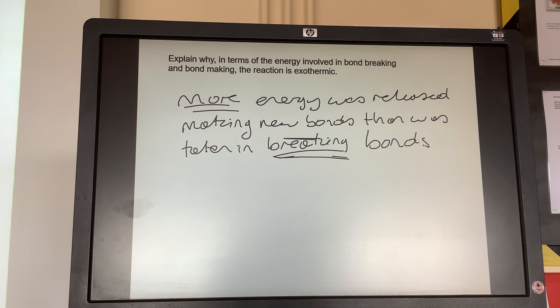This sentence gets mixed up so often. The mores and the less, the breaking, the making, the released, the taking in. It's so easy to get confused. On this example, if it's exothermic, it will always be the case that more energy is released, making new bonds, than was taken in, breaking bonds.